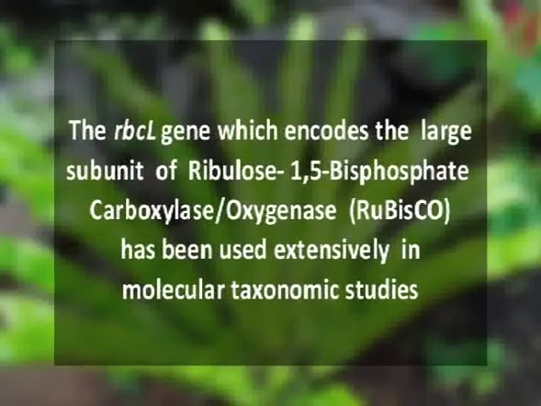The rbcL gene, which encodes the large subunit of ribulose 1,5-bisphosphate carboxylase oxygenase, that's Rubisco, a very vital enzyme in photosynthesis, has been used extensively in molecular taxonomic studies. The study of nuclear DNA has traditionally involved ribosomal DNA because it has a high copy number.